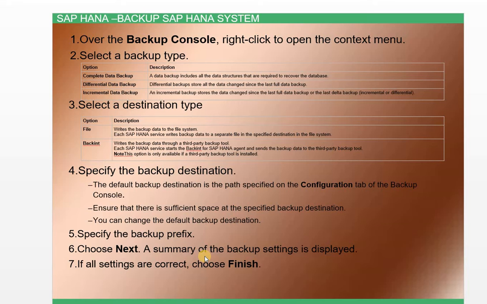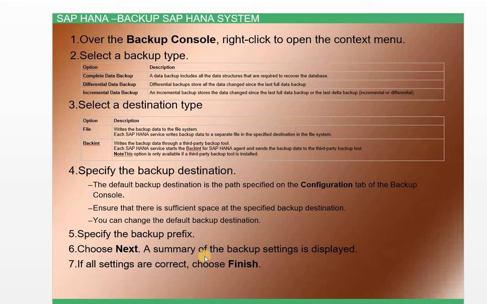There are two options available again, the file and the backINT. In the file type, you write the backup data to the file system. When you select the file, the backup will be stored in the file system. The backINT option is for writing the backup data through third-party tools.